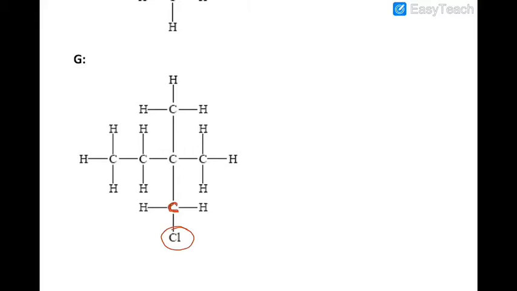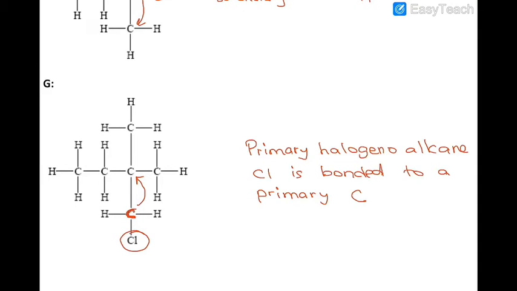This one, so this is the halogen. It's bonded to this carbon. So this is bonded to only 1. So this is a primary. So the Cl is bonded to a primary carbon.